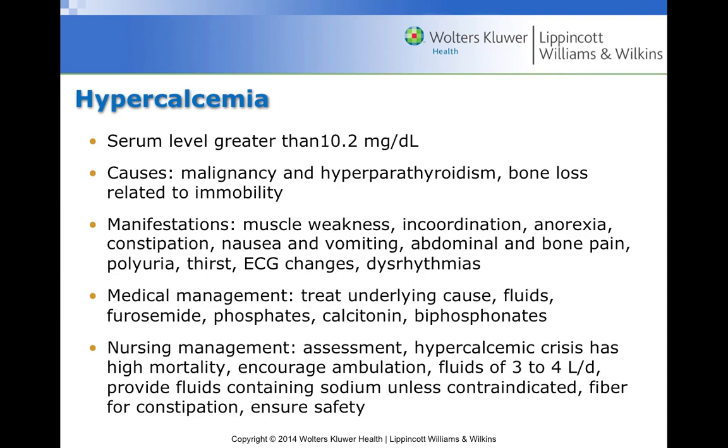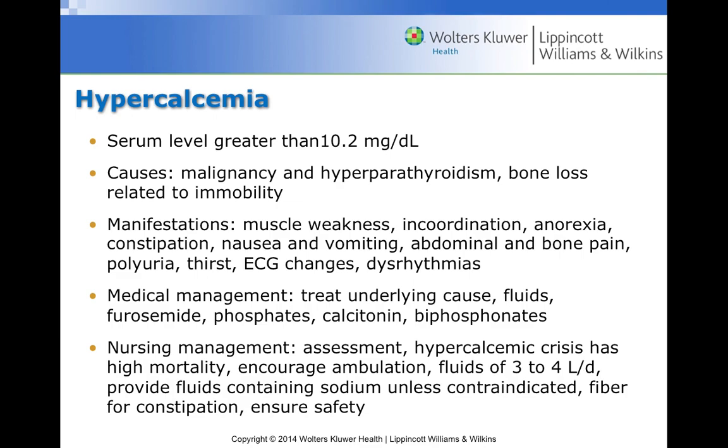Now we will look at hypercalcemia, which is the opposite of hypocalcemia. This is when your serum calcium is greater than 10.2 milligrams per deciliter. This is a dangerous imbalance when severe. In fact, hypercalcemic crisis has a mortality rate as high as 50% if it's not treated promptly.